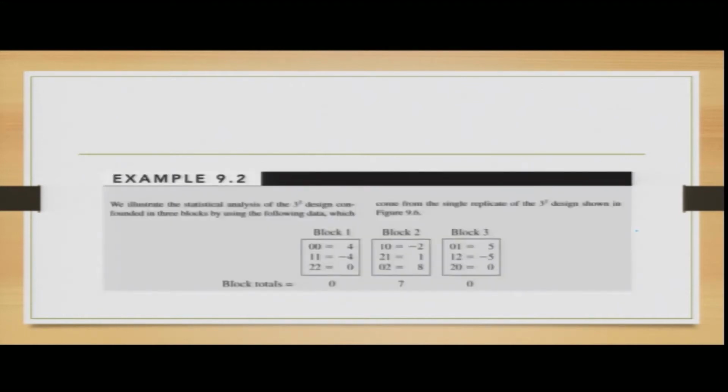We illustrate the statistical analysis of the 3 square design confounded in 3 blocks by using the following data, which comes from a single replicate of the 3 square design as shown in figure 9.6. So, the blocks are, as I mentioned, block 1, 2, 3. The combinations were 0 0, 1 1, 2 2 for block 1, block 2 was 1 0, 2 1, 0 2 and block 3 was 0 1, 1 2 and 2 0. If you find the block totals, for block 1 it is 4 minus 4 which is 0, for block 2 it is minus 2, 1 and 8 which is 7, and for block 3 it is again plus 5 and minus 5, it is 0. So, based on that we can judge the importance accordingly.